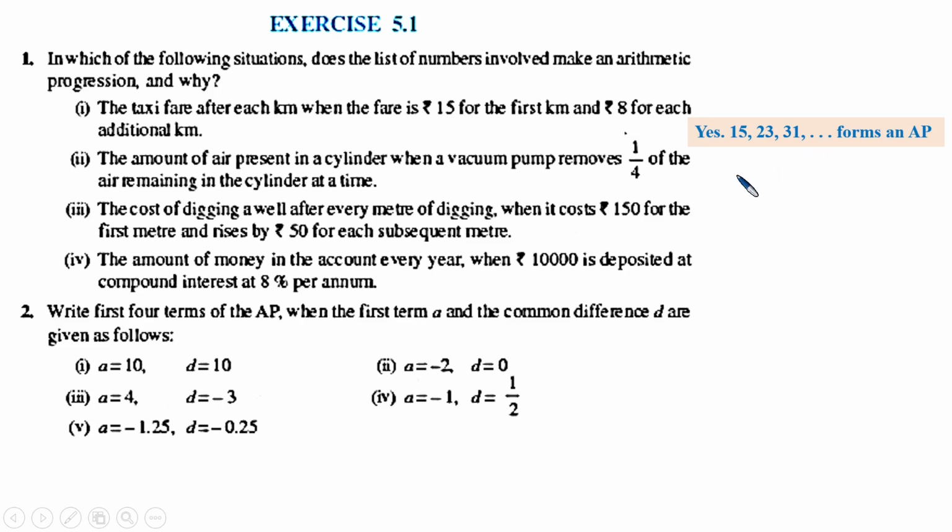That is a_n is equal to a plus (n minus 1) times d. That is the main formula which you have to remember in this whole chapter. The whole thing is revolving around this formula.